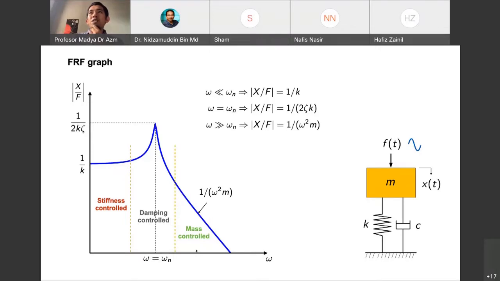In resonance, what controls the level? This level is the damping loss factor, meaning we have to increase the damping. And then at high frequency, where the speed is much higher than the natural frequency, we have to increase the mass to reduce the vibration. So this level is controlled by M. We have to increase M in order to reduce this one.